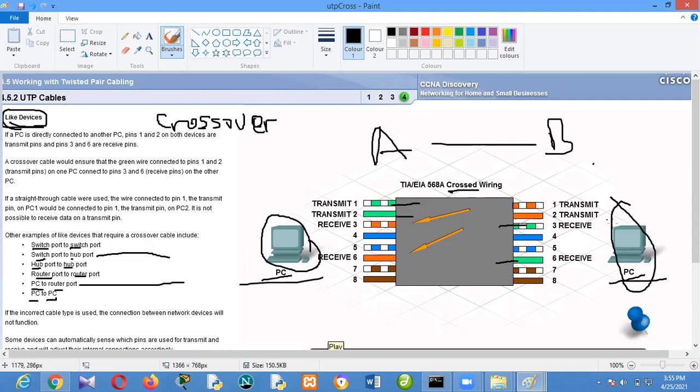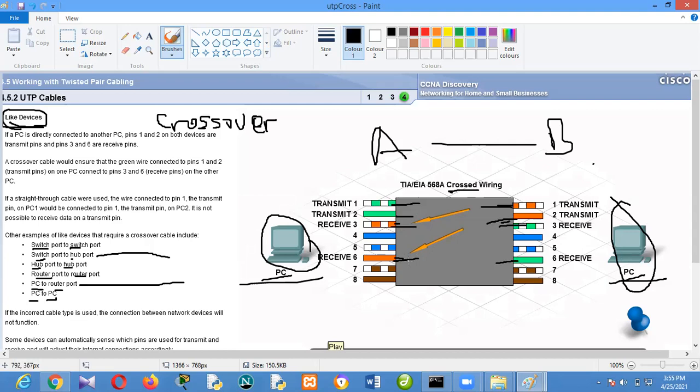So when the other end is responding, it will respond from pin 1 and pin 2. It will be received on pin 3 and pin 6. Because of the end, you see orange will still locate its own orange.